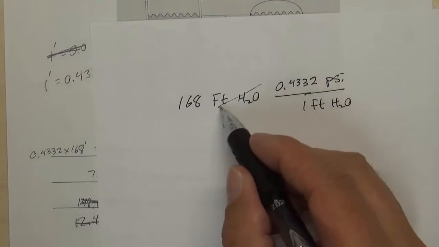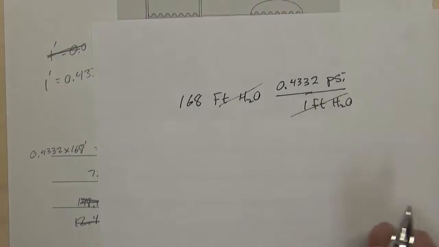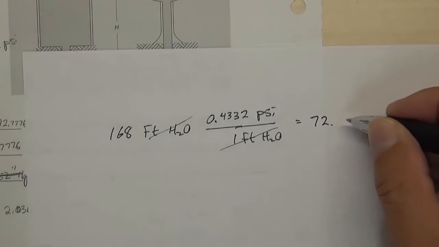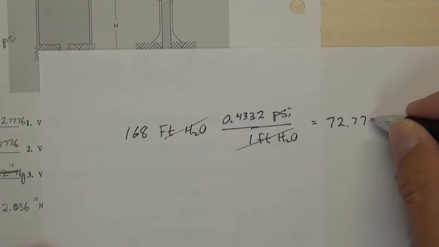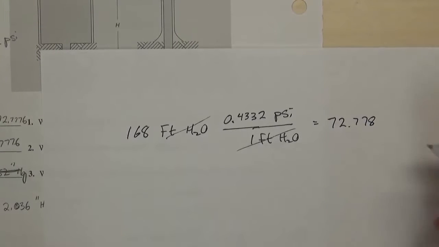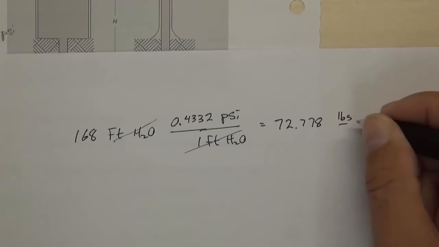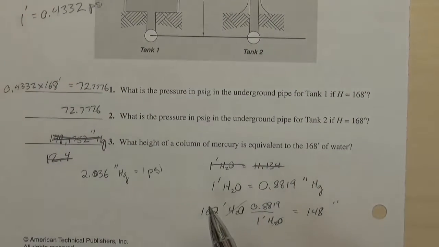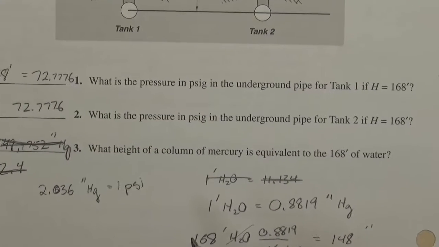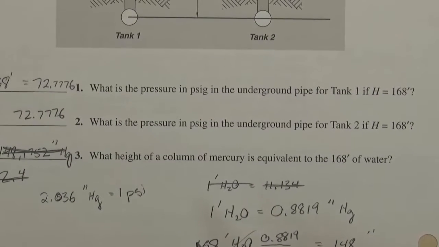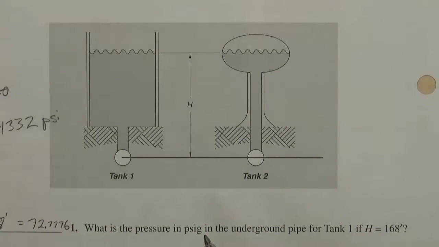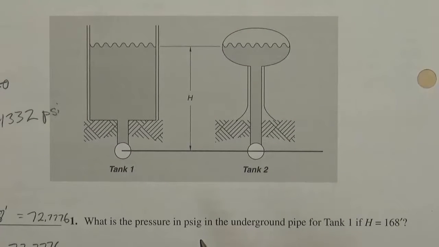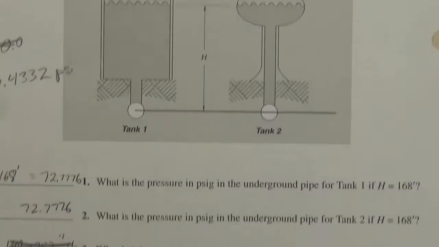And the feet of H2O are going to cancel, and I'm going to get this number times this number, and it's going to work out to be 72.778, something like that, PSI, pounds per inch squared. Okay, so they're asking the same exact question for number 2. What is the pressure in PSI in the underground pipe at tank 2, the same height? And we already said that it doesn't matter what shape it is, it only matters how high it is.